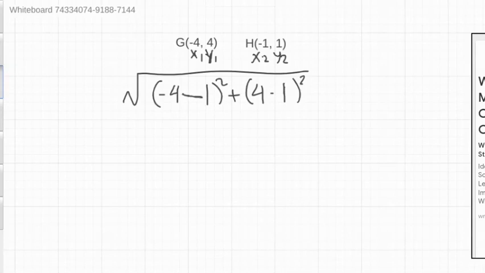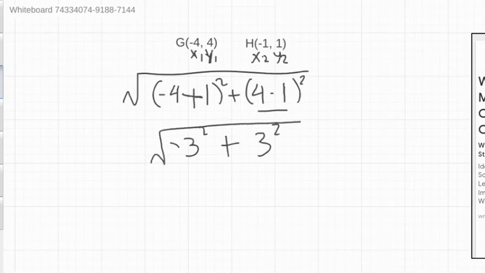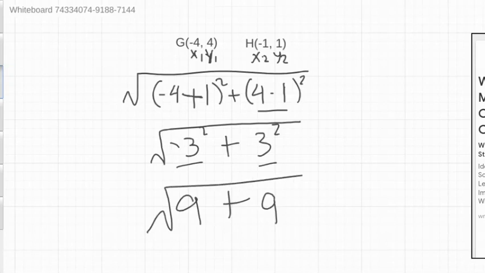Now I'm going to simplify. Negative 4 minus negative 1 is just negative 4 plus 1, which is negative 3 squared, plus 4 minus 1, which is 3. So square root of that. Negative 3 squared is 9, plus 3 squared, which is also 9, square root of that. 9 plus 9 is 18.